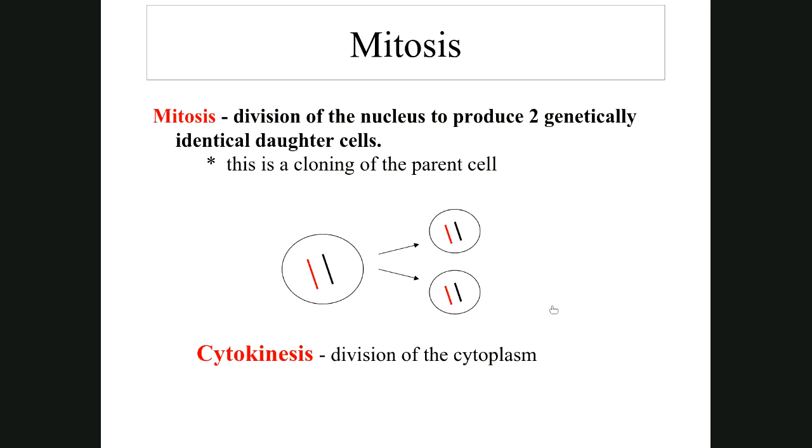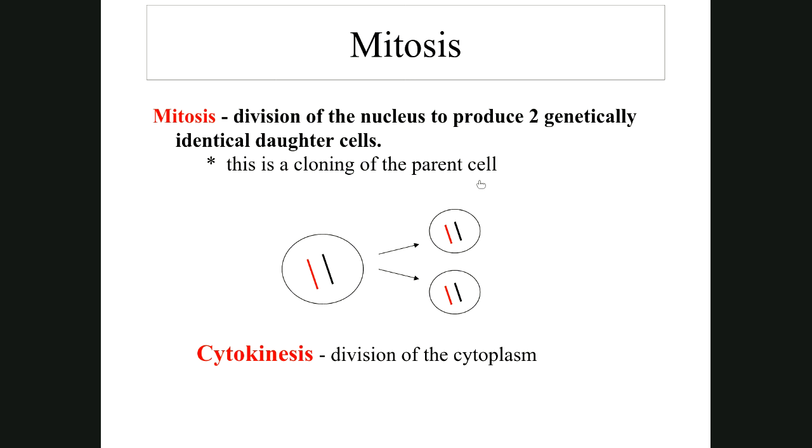So definition, division of the nucleus. That's what mitosis means, is division of the nucleus. But we use it to represent the concept of somatic cell division, body cell division. So mitosis is the division of the nucleus to produce two genetically identical daughter cells. So mitosis is a cloning of the parent cell.